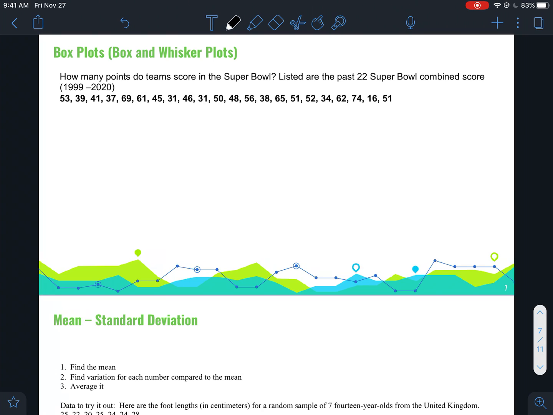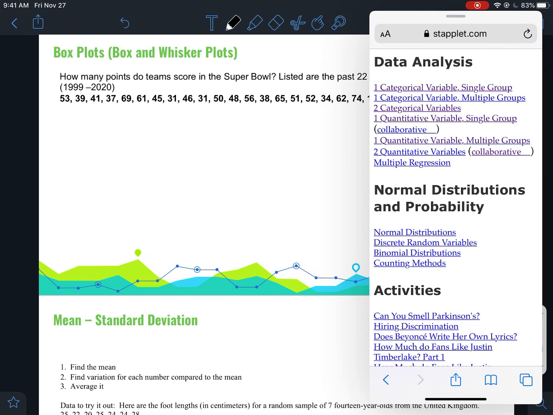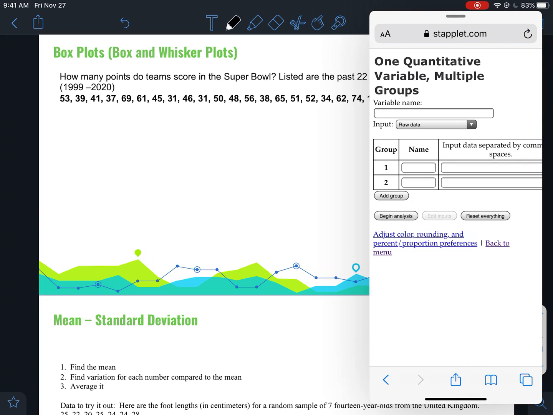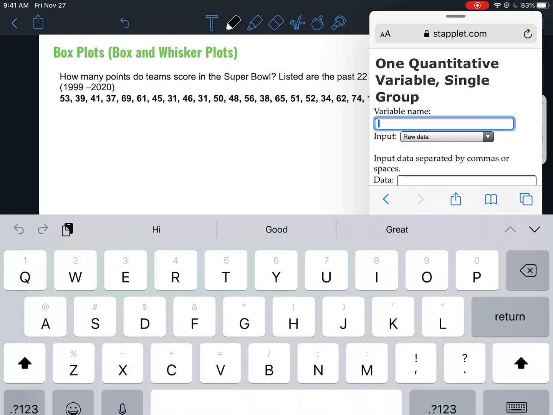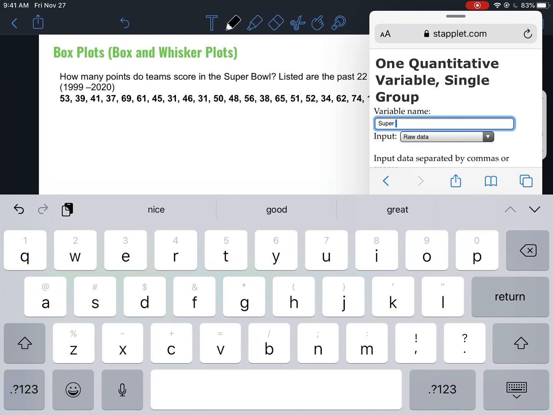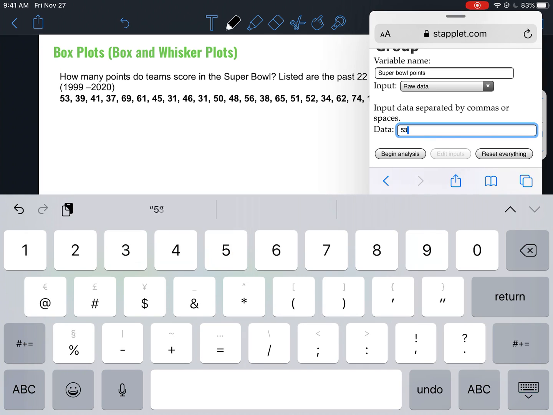How many points do teams score in the Super Bowl? Listed below are the past 22 Super Bowl combined scores between 1999 and 2020. So let's go ahead and make a box plot of this data. We can actually use Snaplet.com to do this as well. So quantitative, one variable. Super Bowl points. And then we're going to enter in raw data.